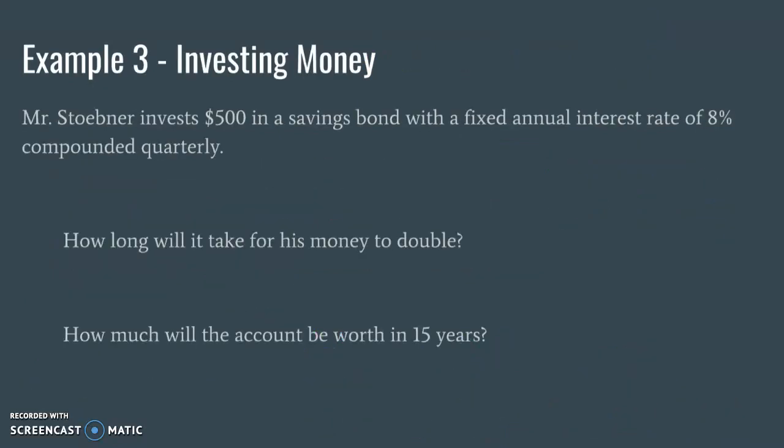So in this third example, Mr. Stabner is investing $500, so that is our initial amount. However, we cannot just write 1 plus an interest rate. This time, the fixed annual interest rate of 8% is being compounded quarterly. It's being calculated 4 times a year. So instead of 1 plus our rate, it's 1 plus our rate divided by 4. And instead of an exponent of t, our exponent is 4t.